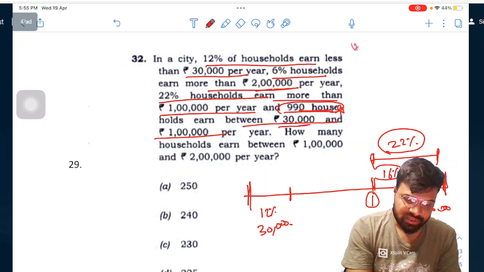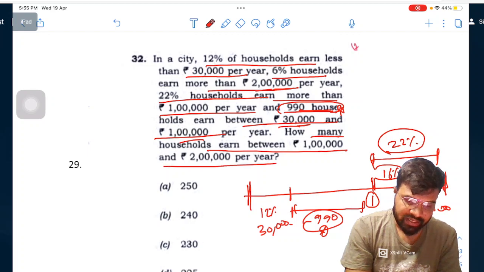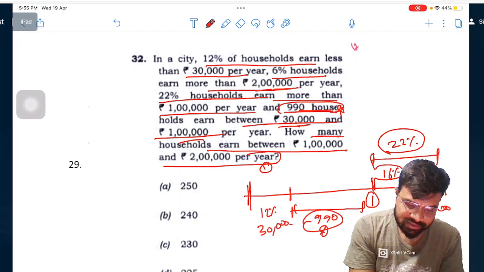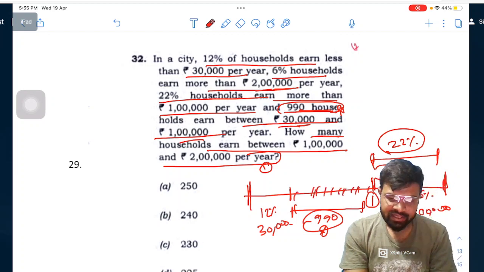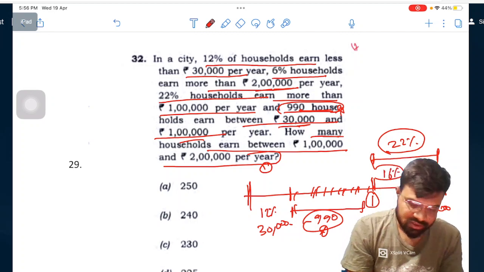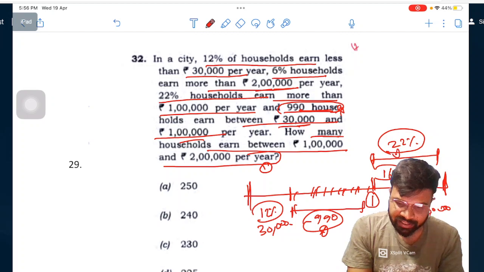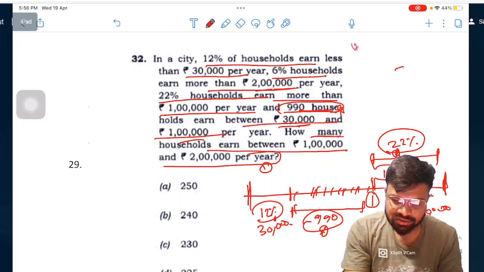990 households earn between 30,000 and 1 lakh. So this is the number 990. How many households earn between 1 lakh and 2 lakh? So how will you find this? Consider this percentage, which is given as 990. And what is this percentage? This is 12% and this is 22%. That means this is 34%.